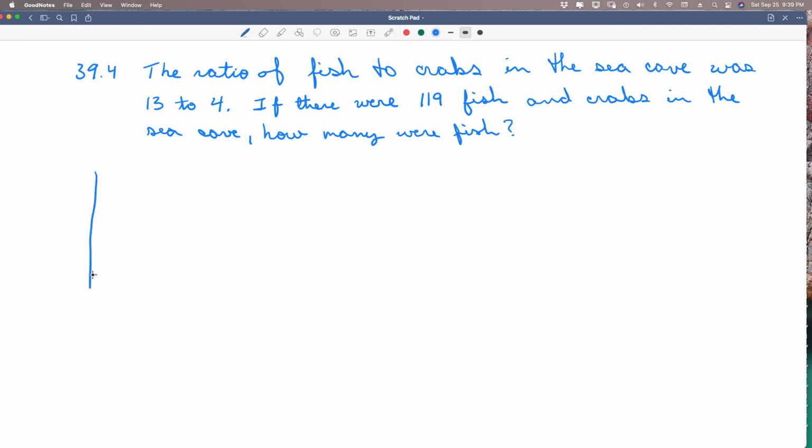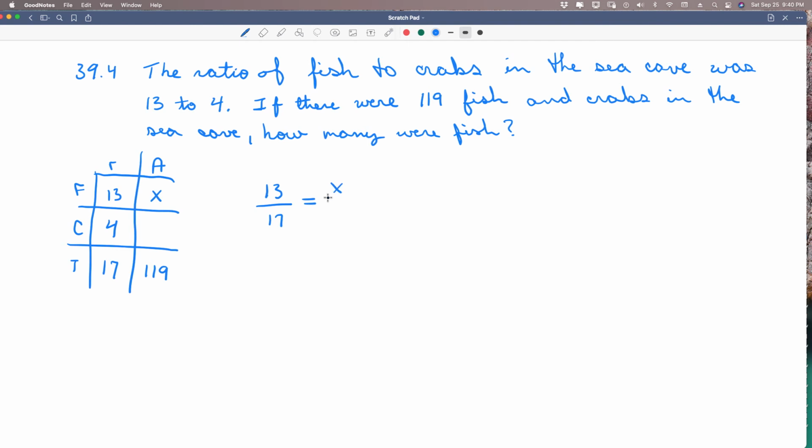So again, we make our chart. We have our ratio. We have our actual. We have our fish. We have our crabs. And we have our total. So the ratio of fish to crabs was 13 to 4. If there were 119 altogether, how many were fish? That's what we need to know. So let's add the two ratios together. We get 17. And so we're not going to worry about the crabs right now. Instead of a question mark, I'm going to put an X here because that's what we're using, so it's easier to match it back up. We've got 13 over, and we go all the way down to total because that's the other place we have information. 13 over 17 equals X over 119.